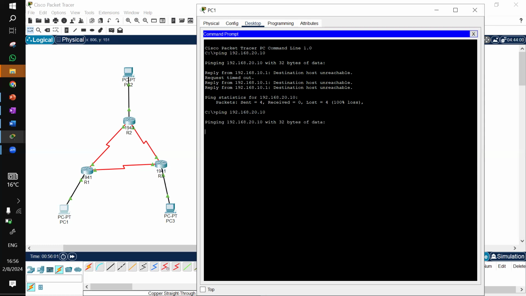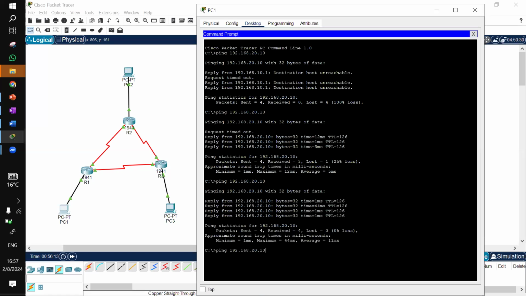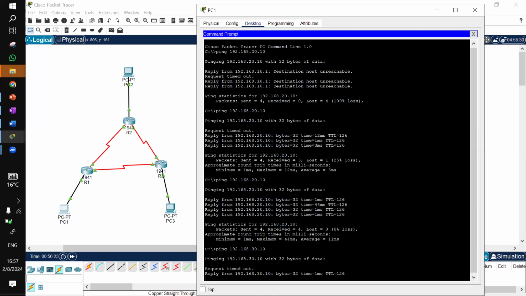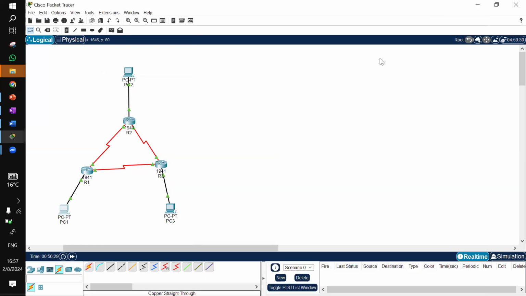It should be successful because now the routes are known, and voila, our ping is now successful. Let's ping PC3. It should be successful as well because my routes are known. Voila. And basically, that is OSPF, point to point. You just advertise your network, process ID, configure the router IDs, advertise your networks.